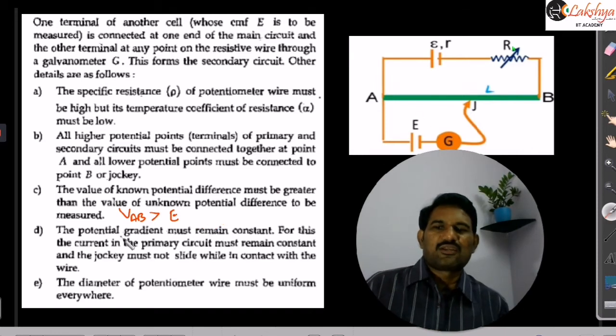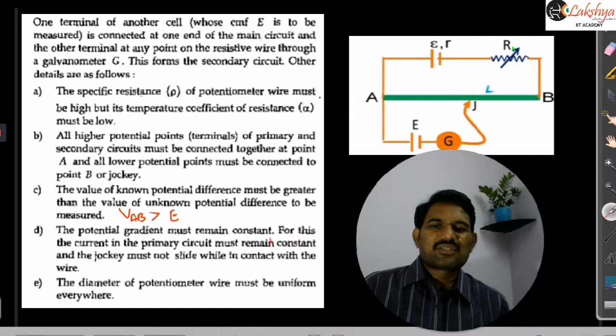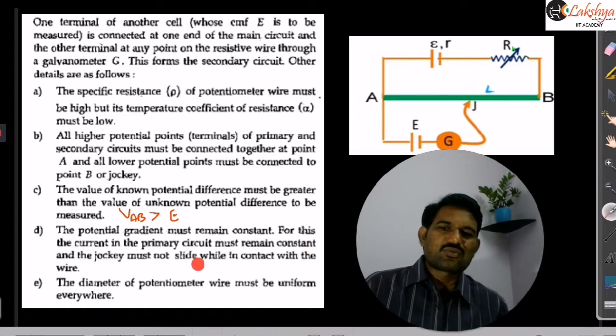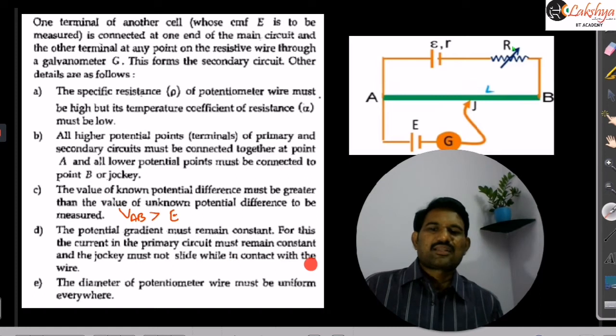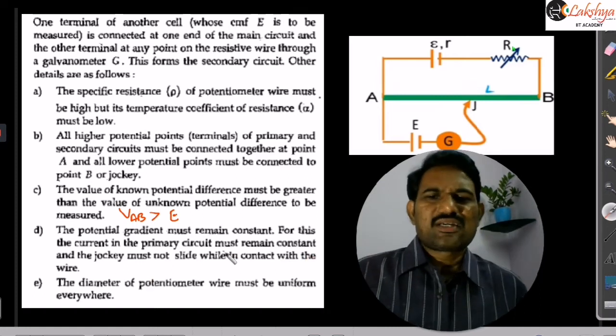The potential gradient must remain constant. For this, the current in the primary circuit must remain constant, and the jockey must not be slid while in contact with the wire. So this is the potential gradient.